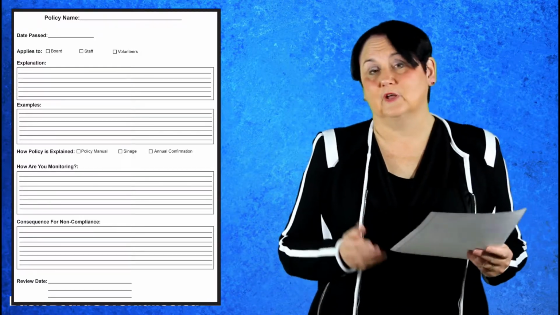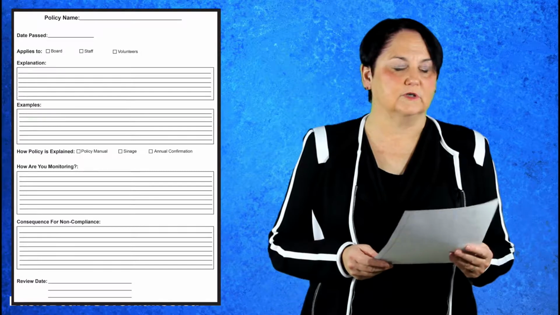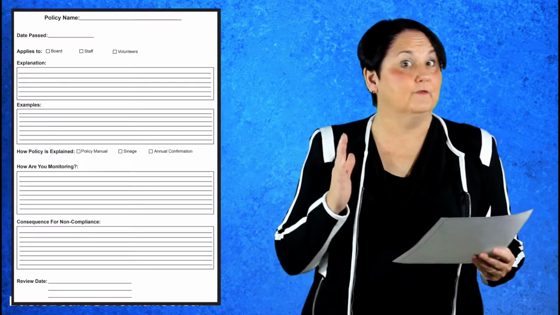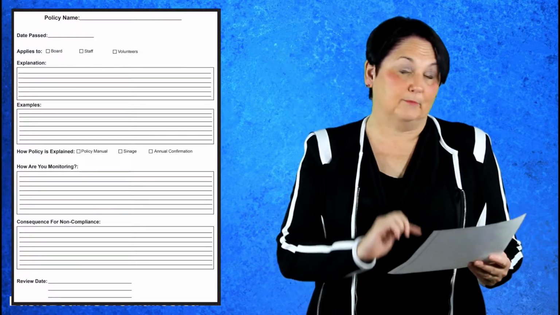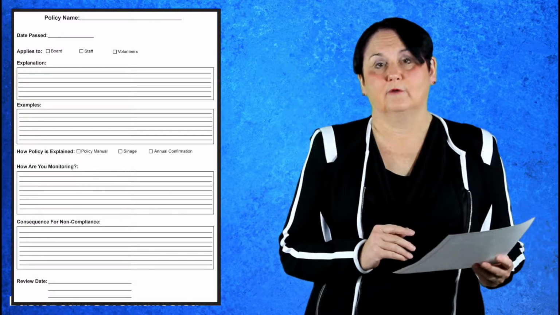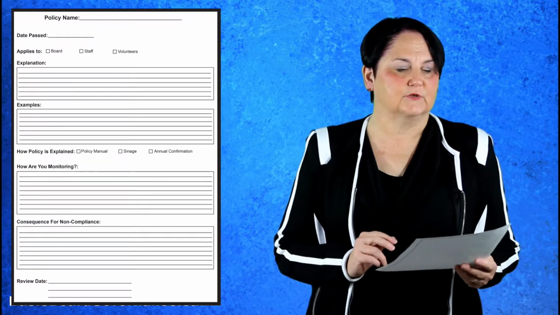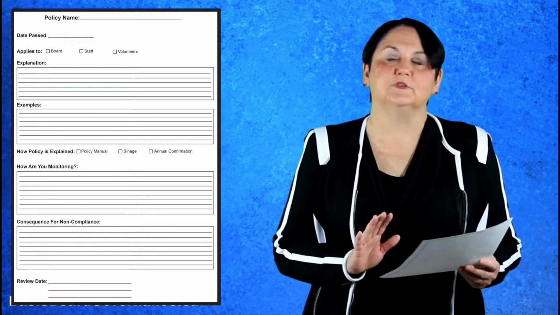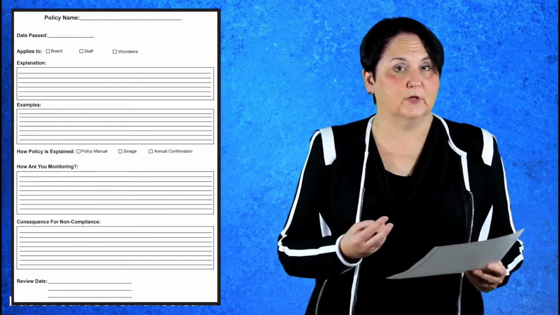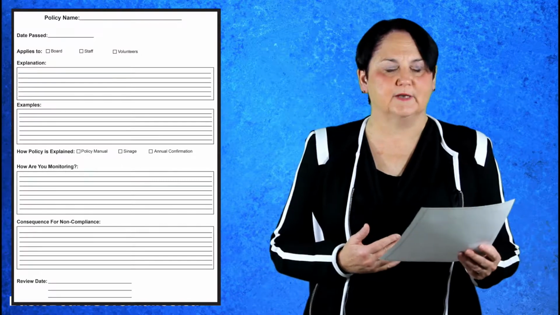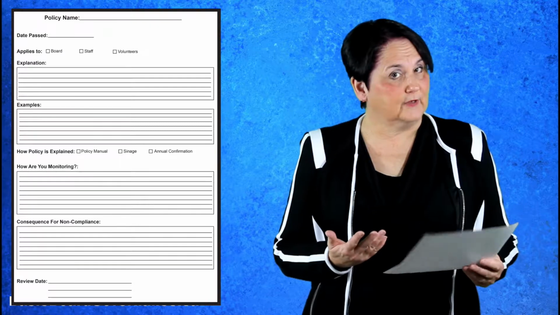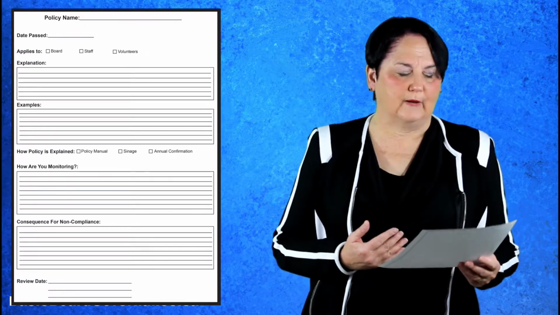This form, which is available from our website basicboardgovernance.ca, has at the top the name of the policy and the date it was passed. At the bottom, you've got space for 3 reviews. If you review it more often than that, well, of course, you can just add pages. I have a checkbox for who this policy applies to. Is it a board policy, an employee policy, a volunteer policy, or a policy that applies to everyone? We've got room for explaining the policy and examples of how the policy applies, if there's any issue around that.